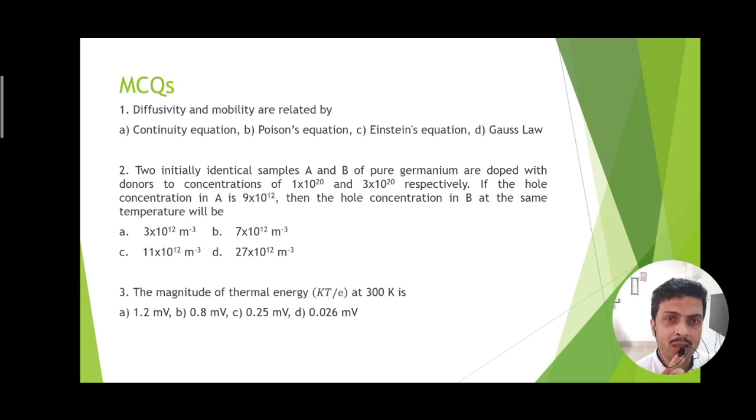Let us go to the third question, in which it is telling about the magnitude of thermal energy, that is the thermal equivalent voltage at 300 Kelvin. 300 Kelvin is the ambient temperature, around 27 degrees Celsius. So under this temperature, only 300 Kelvin will be replacing the capital T. K is the Boltzmann constant, whose numerical value is well known. Electron charge is also well known to all of us. So we can get this numerical value, which will be option D, that is 0.026 volt.